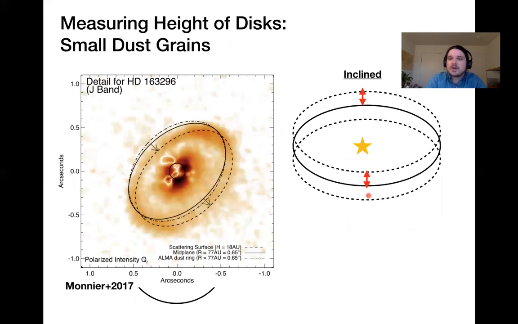This has been observed a couple times, in the case shown here of HD 163296 from Monnier et al. 2017. You can see the ring structure seen in the data. The star is over here, and you can see that the ring is visibly offset from the center of the star. And for reference, they plotted the black solid line as where the midplane is projected to be.